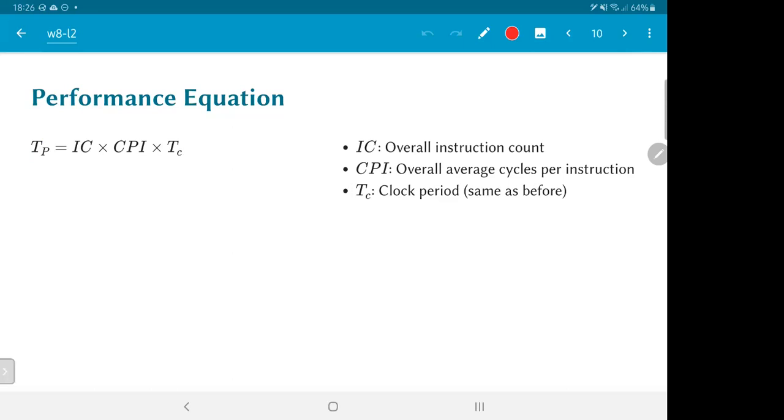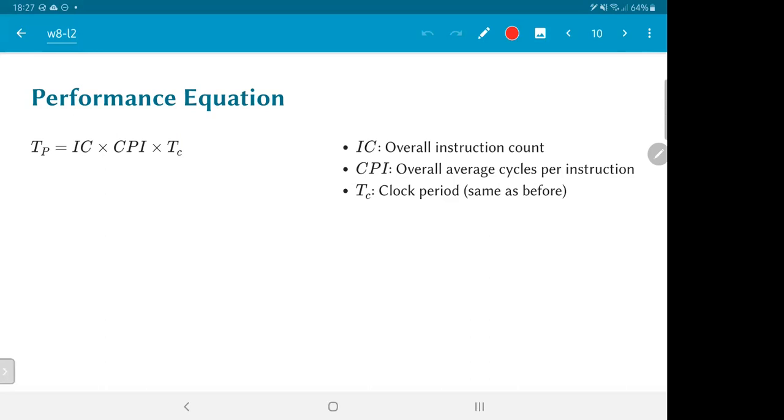So the reason why we find this performance equation written in this way as a multiplication of these three terms, the instruction count, the cycles per instruction, and the clock period, is that it allows us to separate out the different aspects of the implementation. The TC is primarily technology dependent. In other words, with smaller and faster semiconductor technology, TC would come down. We would be able to make the overall program run faster.